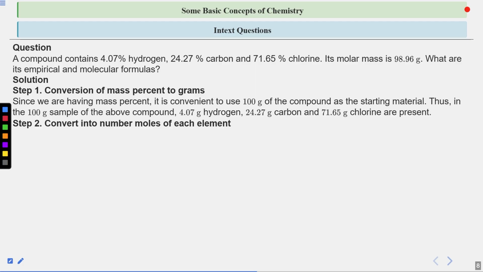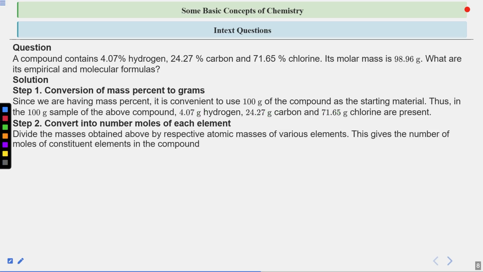Next, if we know the mass, we can calculate the number of moles also. How will we calculate it? We will simply divide the given mass by the molar mass. So if you are calculating the percentage, that means you are trying to calculate it out of 100. Okay. So you will take 100 gram.